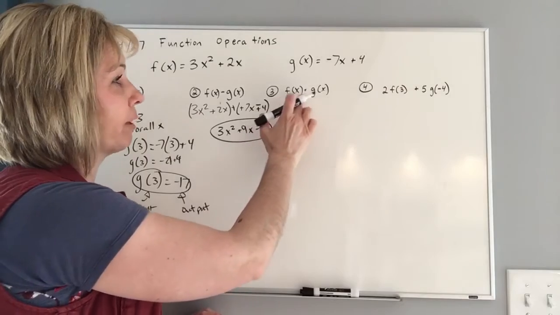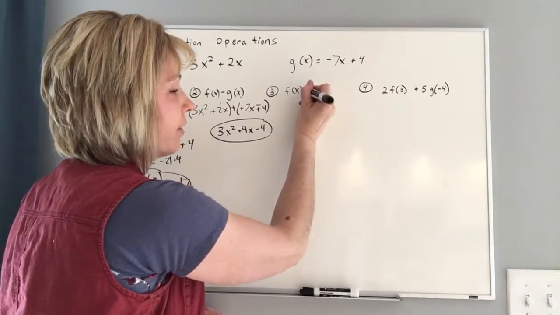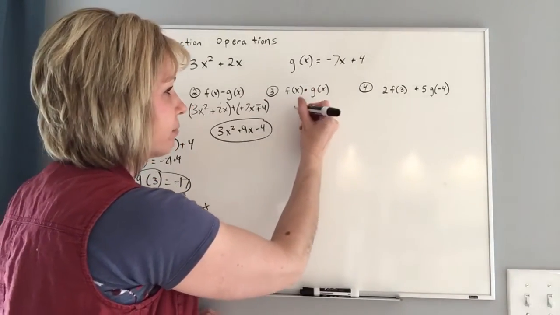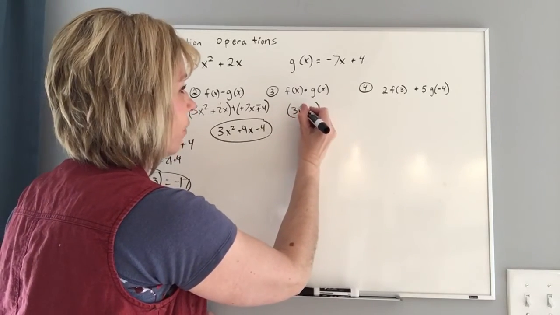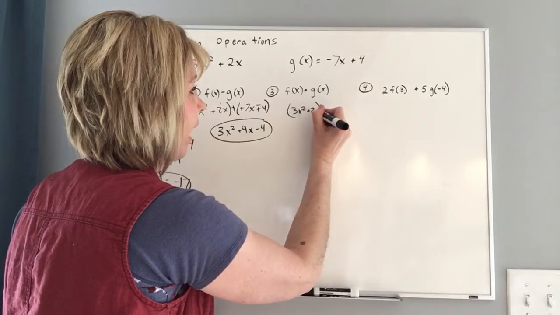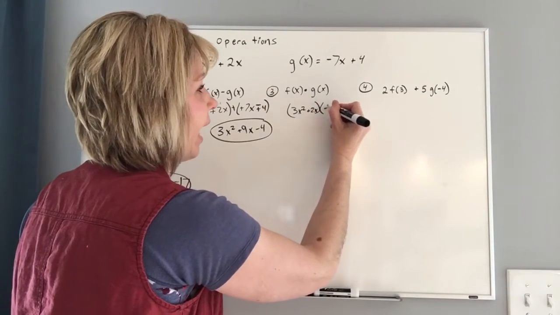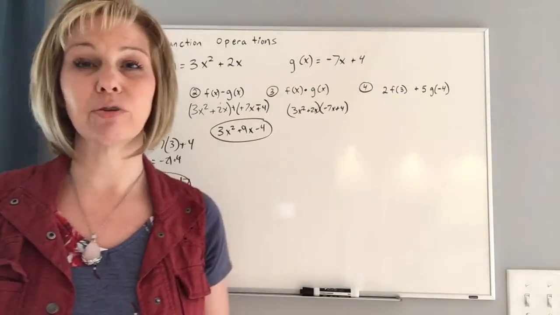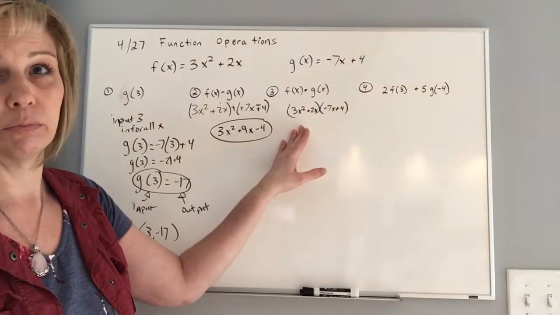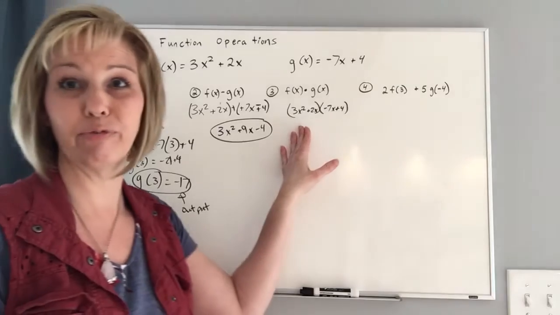All right, so for 3, what's the operation between the functions? Okay, that looks like there's our times. So again, parentheses are important. So we have 3x squared plus 2x multiplied by negative 7x plus 4. Okay, so why are parentheses important? If you look at that, we know to FOIL.